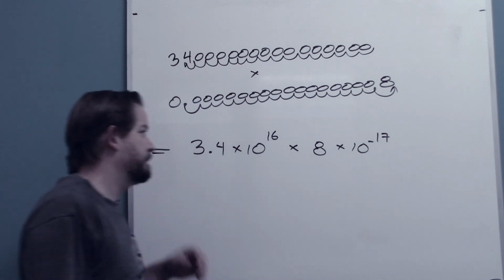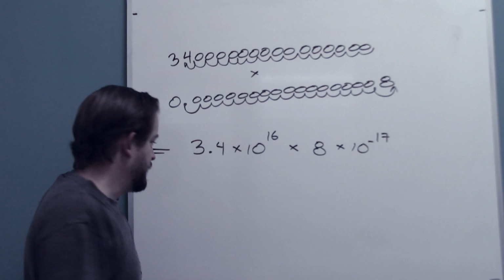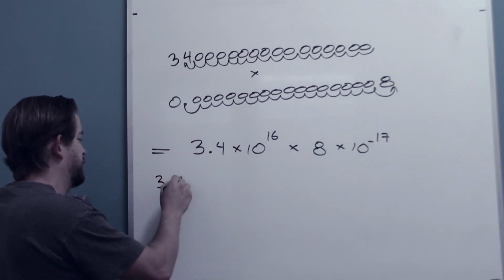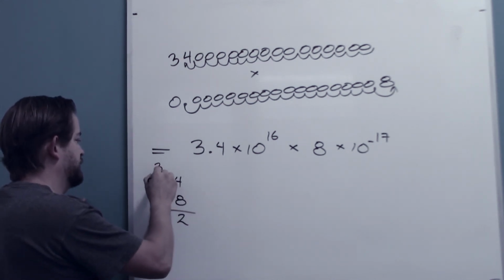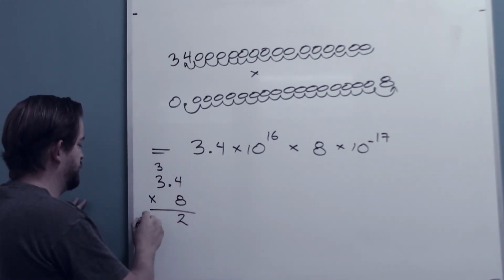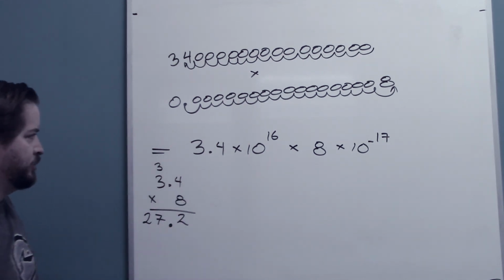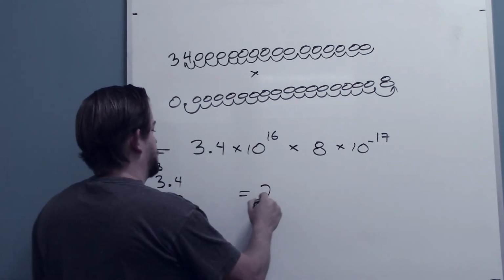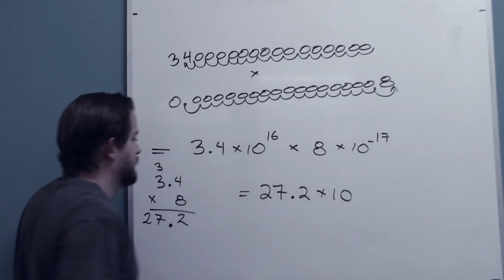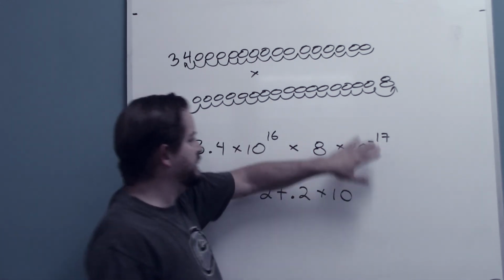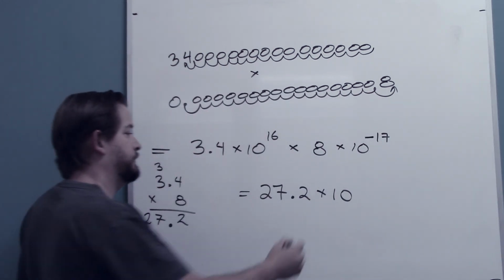Okay. So I can take 3.4 and multiply it by 8. Eight times 4 is 32. 8 times 3 is 24, 25, 26, 27. One digit total after the decimal, so I have 27.2. Times 10 to the 16 plus -17, that's -1.